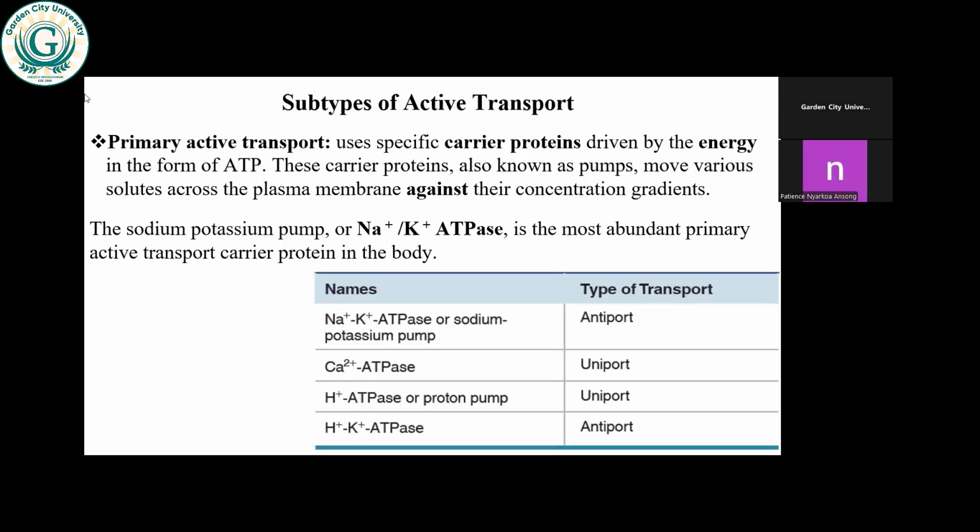Take note: room 1, sodium potassium pump. Room 2, calcium ATPase. Room 3, proton pump. And then room 4, hydrogen potassium ATPase.